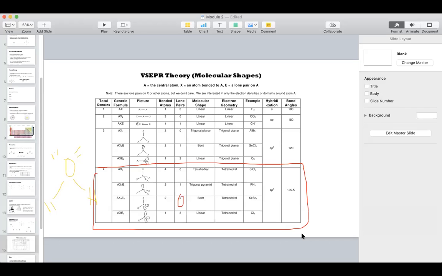But our molecular shape, what is that? You said it just now. Bent. So our molecular shape is bent. And yeah, that is the VSEPR theory. Let's go back.